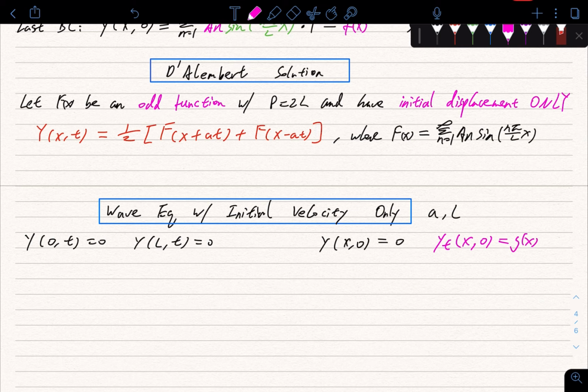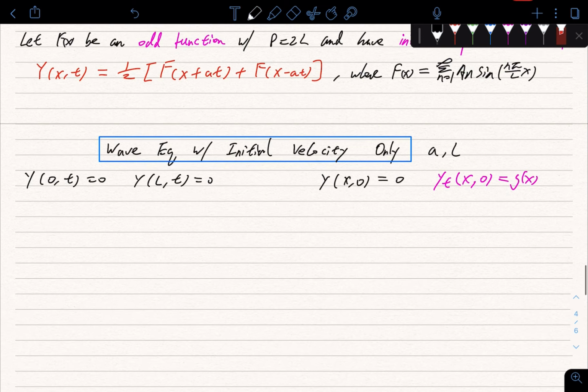So now our strings are still fixed on both ends, but we don't have any initial displacement, and we only have initial velocity, because the first derivative of displacement is your velocity.